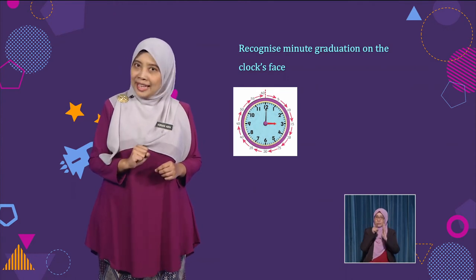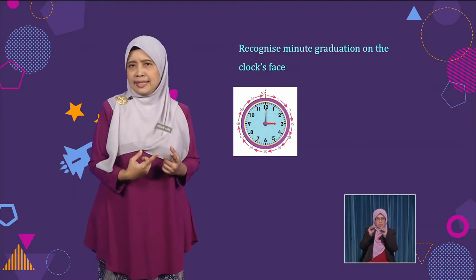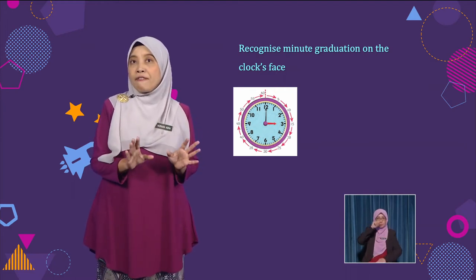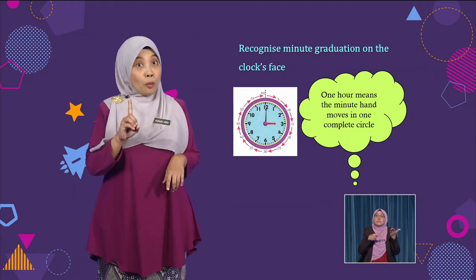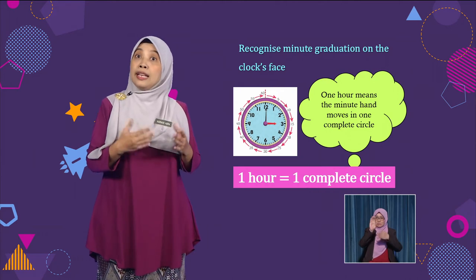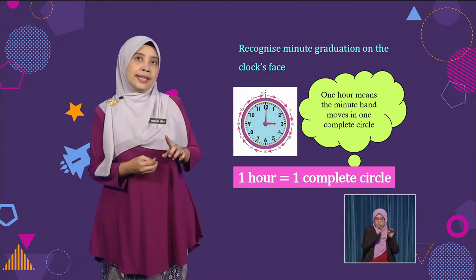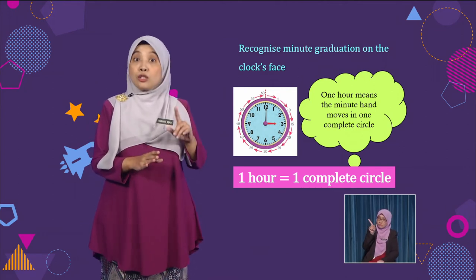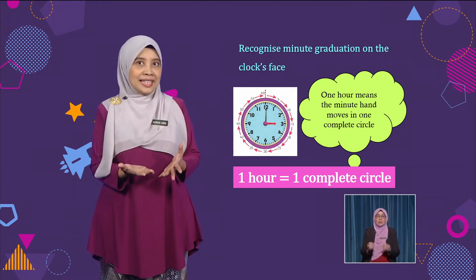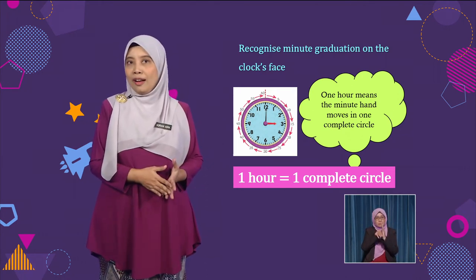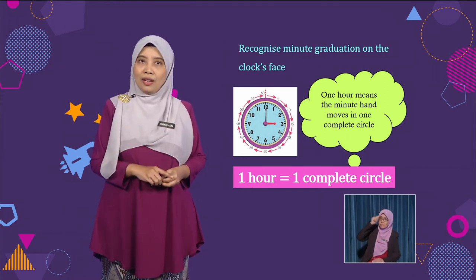1 hour means the minute hand moves in one complete circle on the clock's face. What is one complete circle? One complete circle is when the minute hand moves clockwise from number 1 to number 12. How many minutes are there in 1 hour? Can you count the graduation for 1 hour?